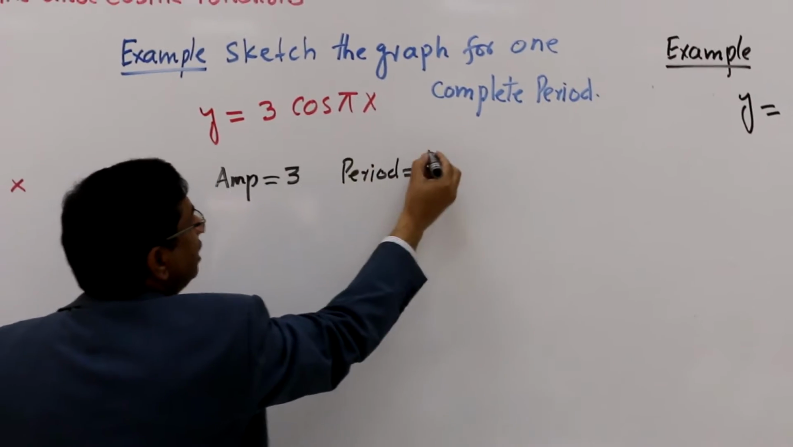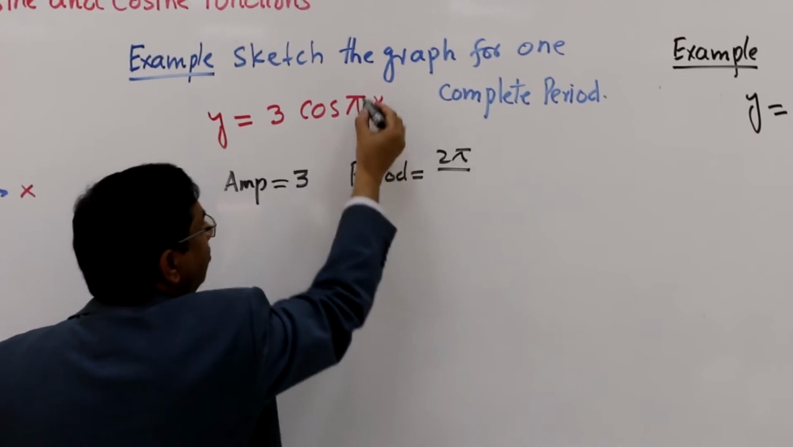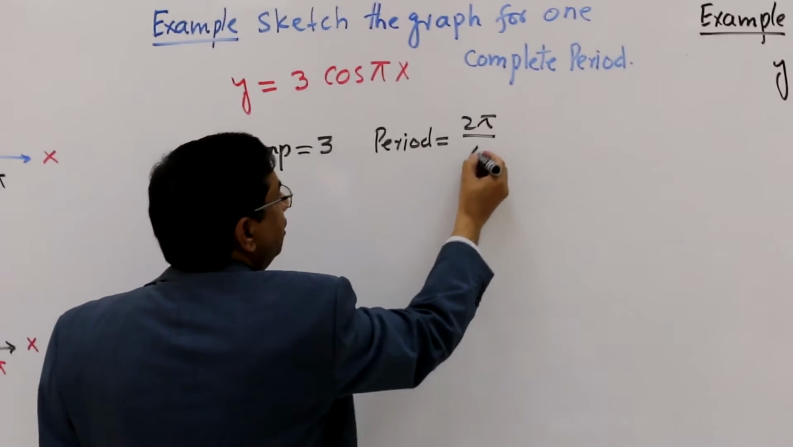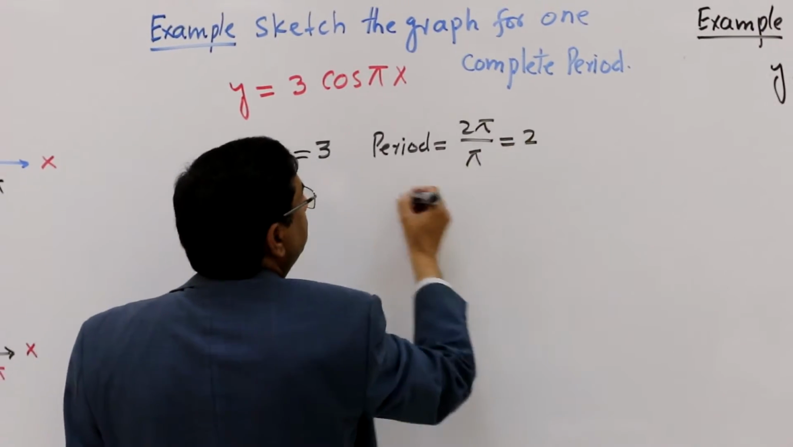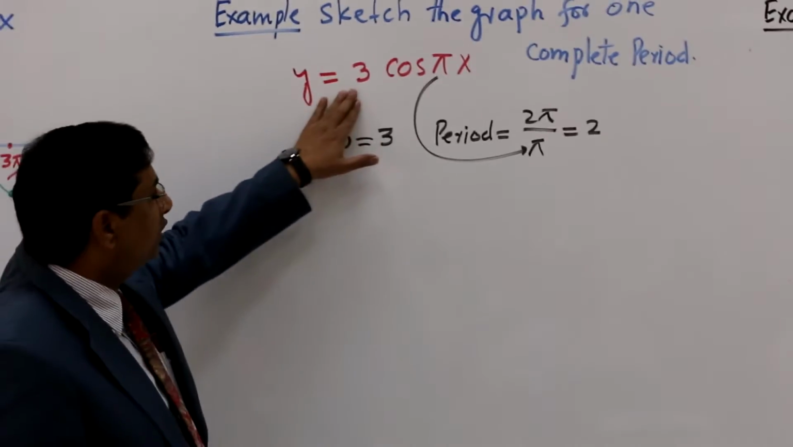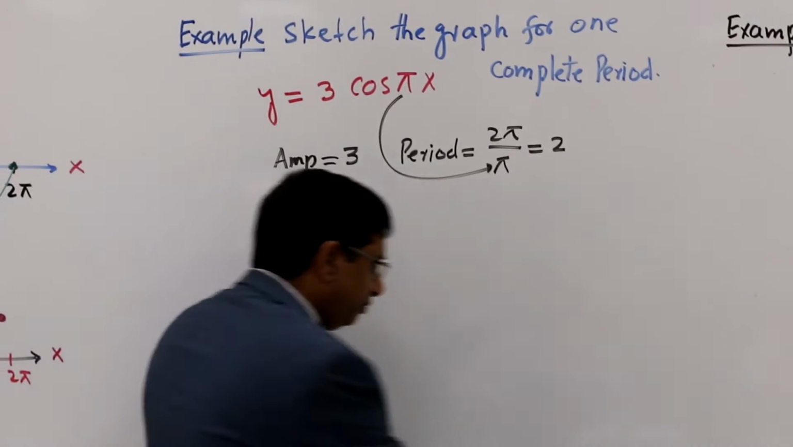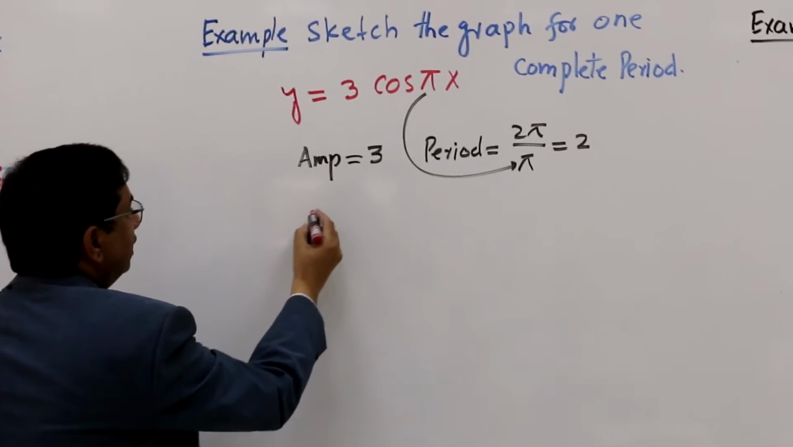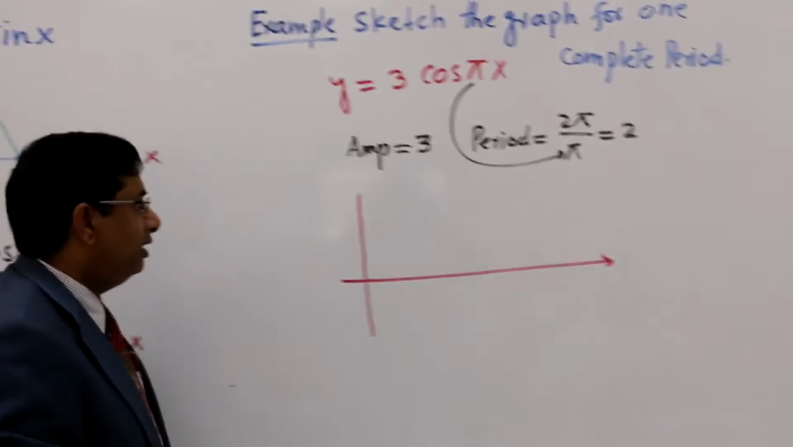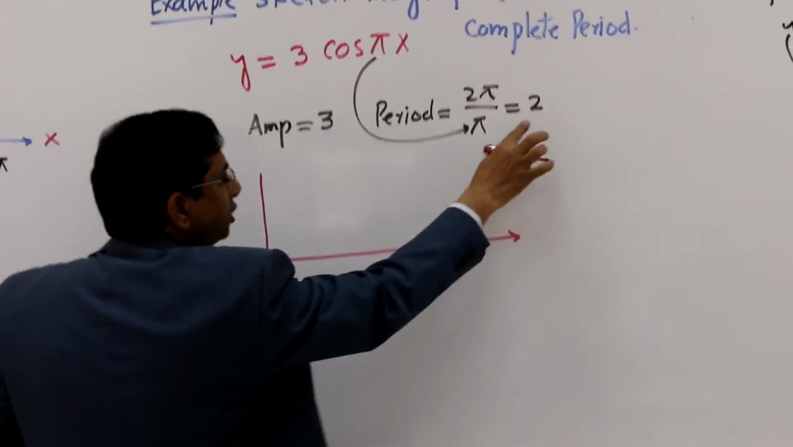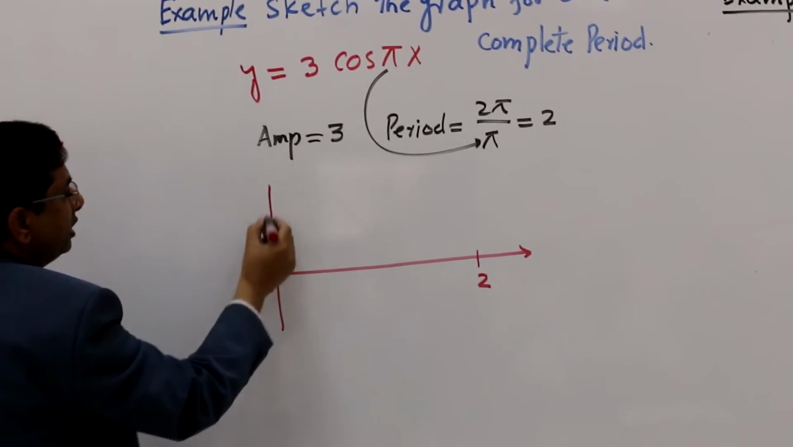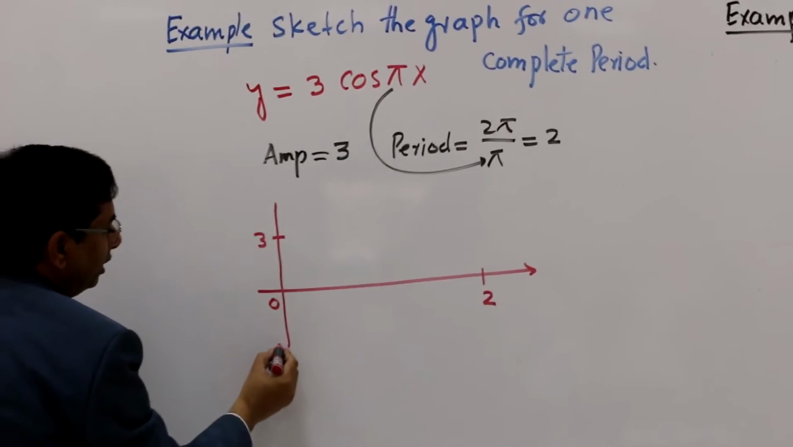The period is 2π divided by the coefficient of x. The coefficient of x is π. You divide by π, so you get 2. So the period of this function is 2. For this, we use the same method as earlier. You mark it here, because this number is 2, so write down 2 there. This is 0. Amplitude is 3, so show 3 here.